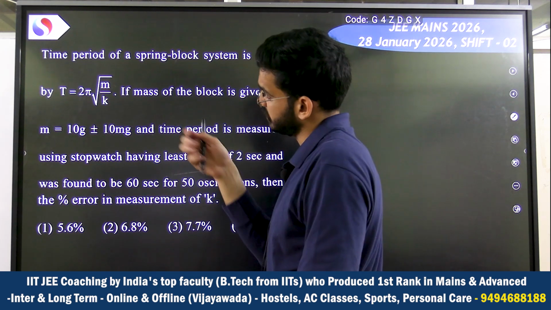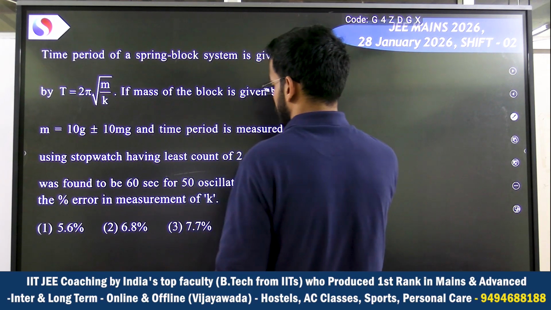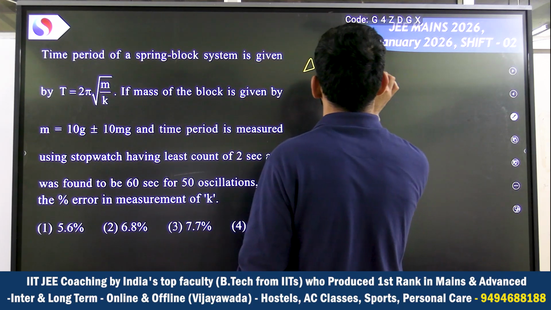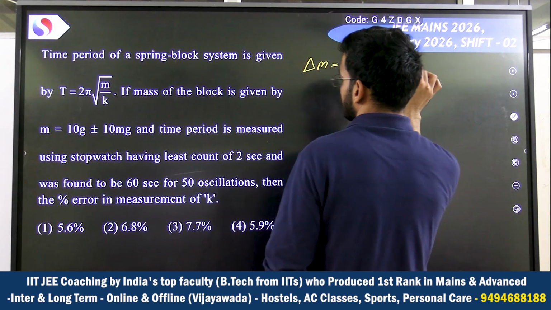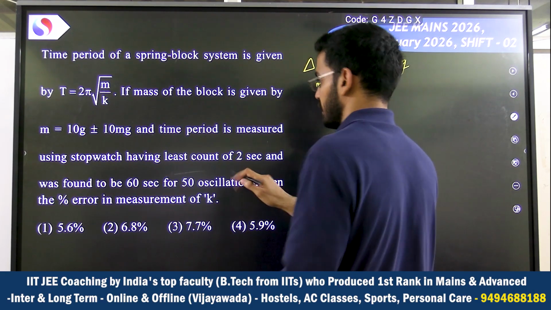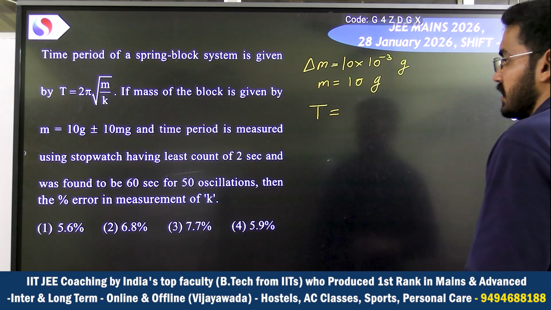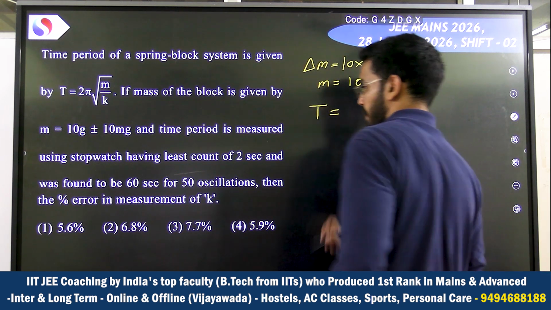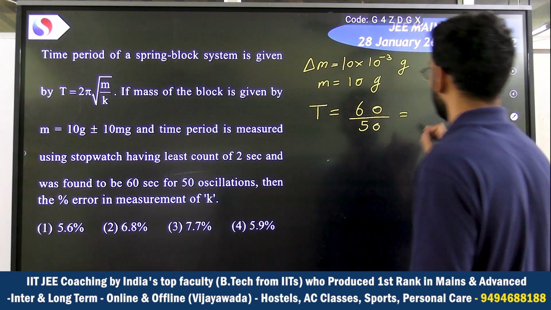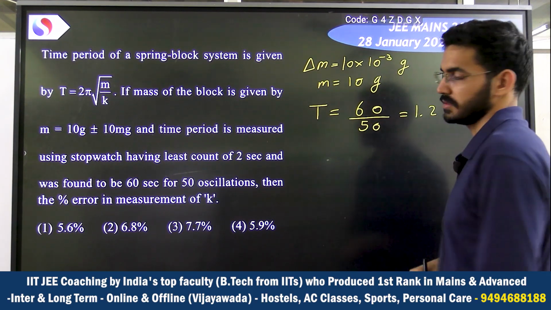The motive of this experiment was to calculate the spring constant k. So first of all, here we have delta m, which you can say is 10 milligram. That means 10 into 10 to the power minus 3 gram, and m is 10 gram. Now the time period: he is doing 50 oscillations in 60 seconds. So 60 is the total time and the number of oscillations is 50, meaning 6 by 5. 6 by 5 means 1.2 seconds is the time period.